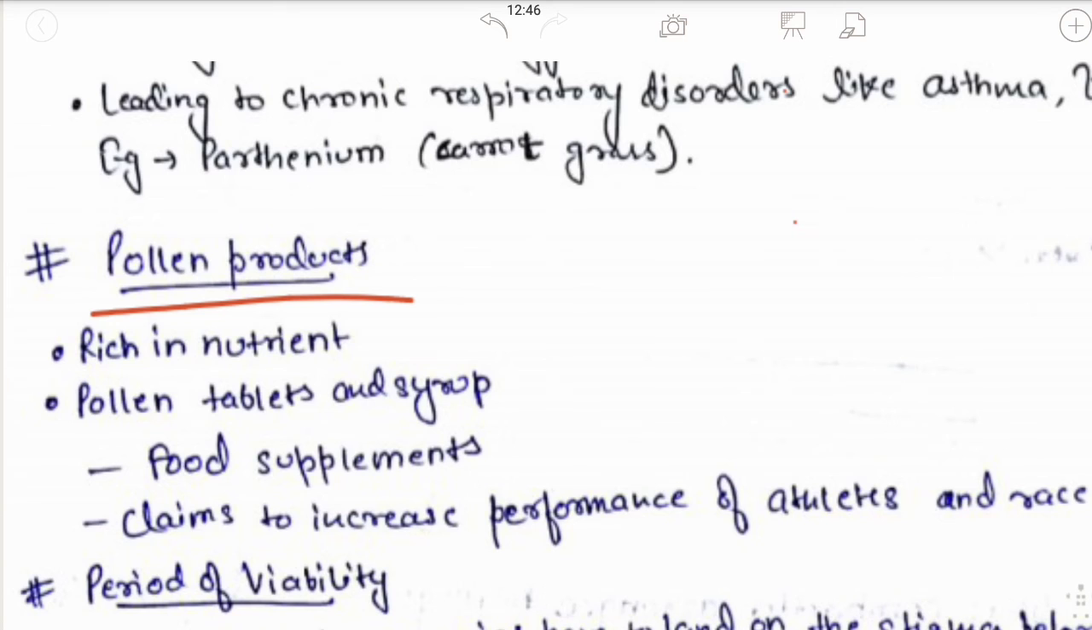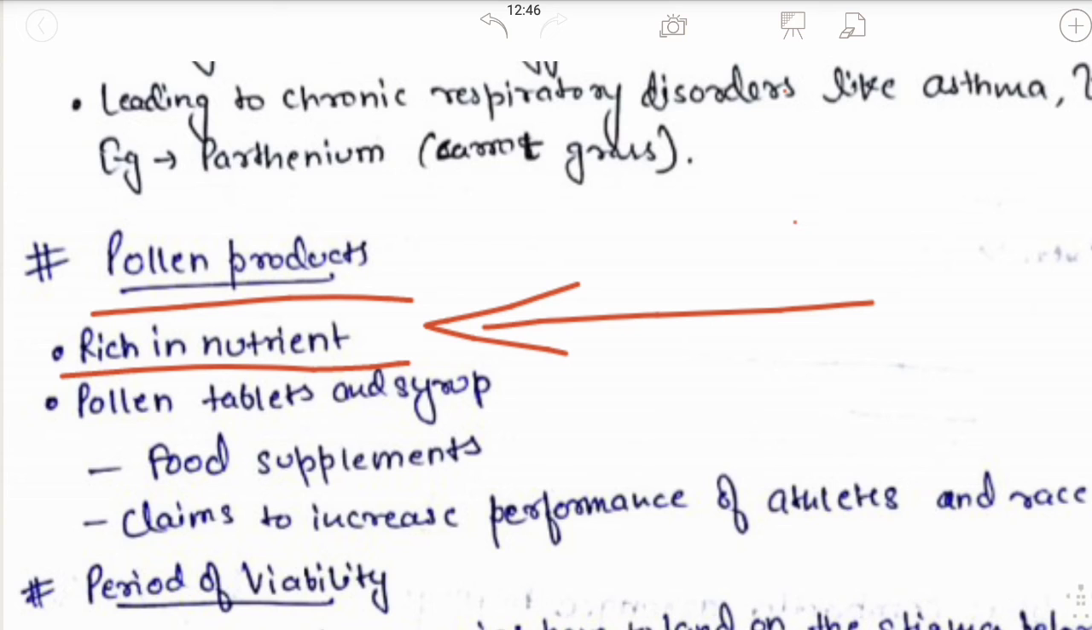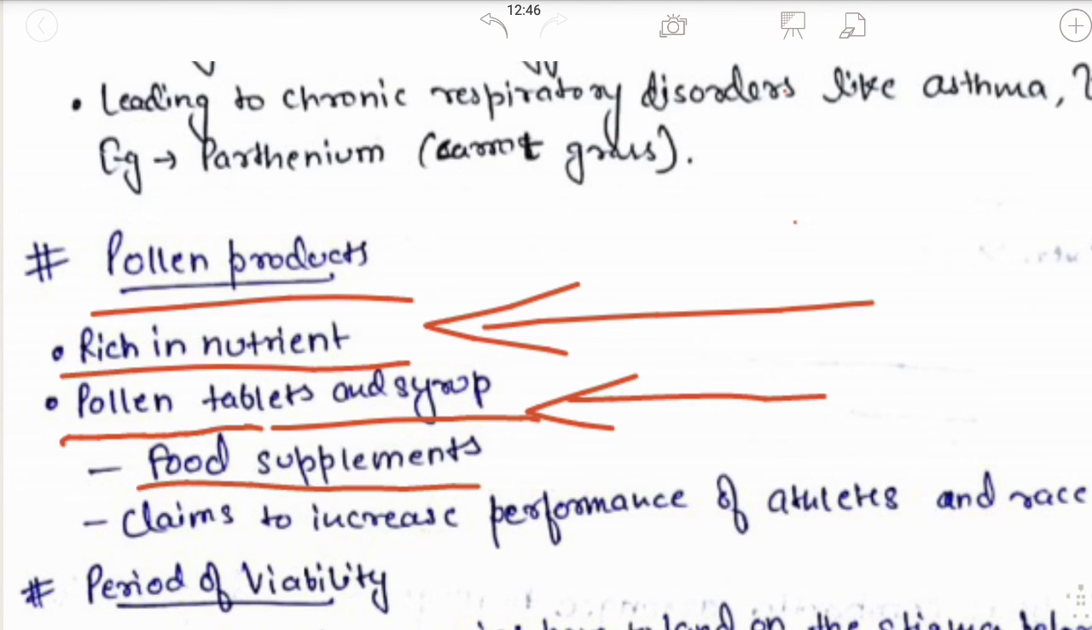Next, pollen products. Pollen products are very rich in nutrients. They are used as pollen tablets, syrups and food supplements. They claim to increase the performance of athletes and also race horses.